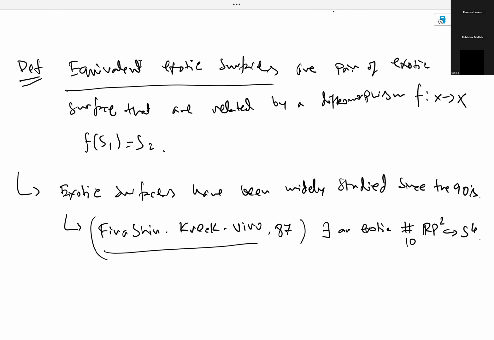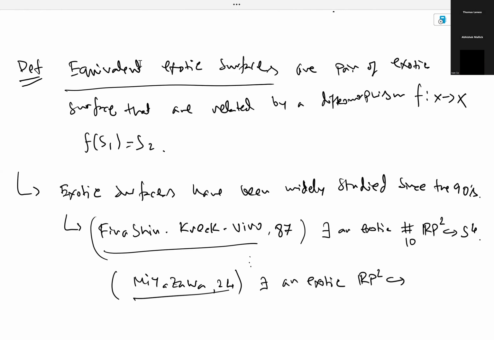And maybe to capture some sort of recent progress, let me mention a work of Miyazawa, who I think last year or the year prior, I forget, showed that there exists an exotic RP2 embedded in S4.